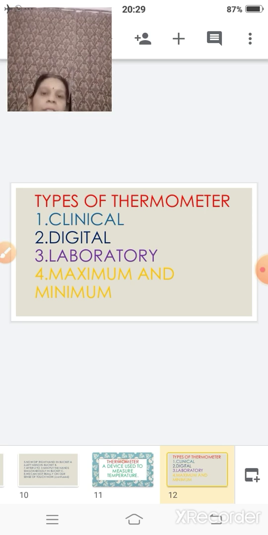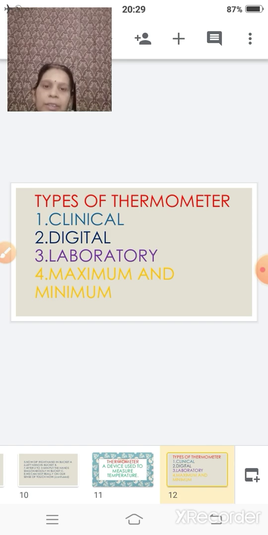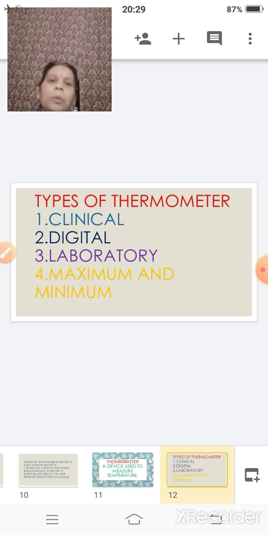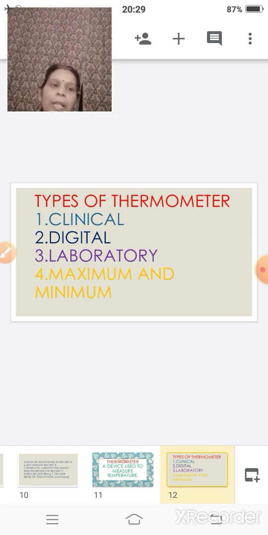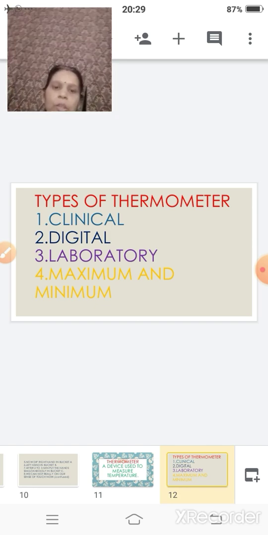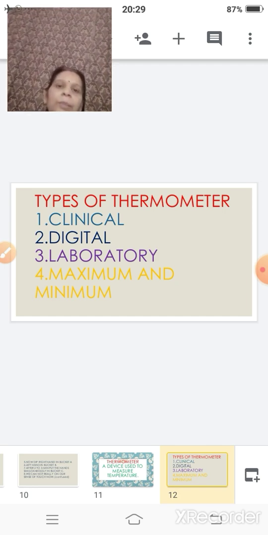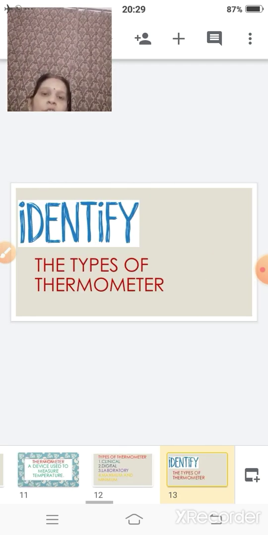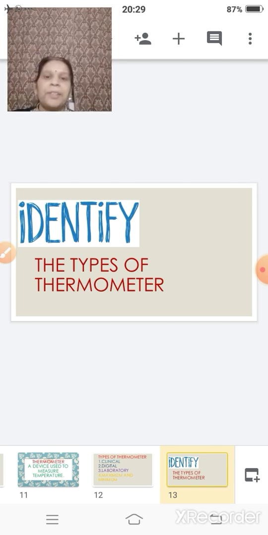They are, first your clinical thermometer, second digital thermometer, third laboratory thermometer, fourth maximum and minimum thermometer. So when we are talking of these thermometers, here I will be showing you a few pictures after this of the thermometers which you have to identify.